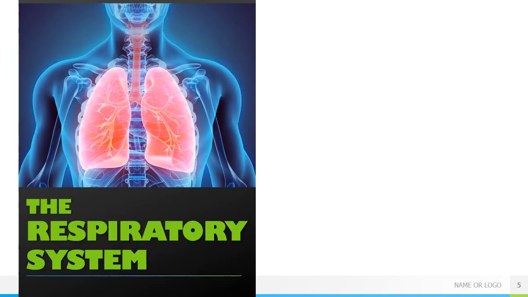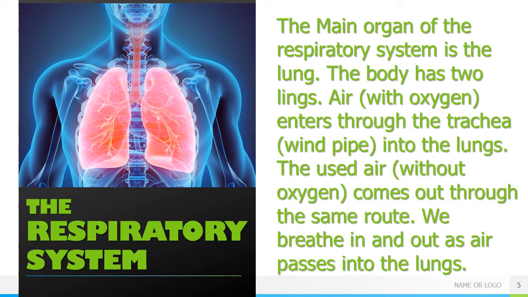The first one we are going to look at is the respiratory system. The main organ of the respiratory system is the lungs. You can see on the screen the main organ of the respiratory system is the lungs, and you see those 2 shapes. The body has 2 lungs, painted in a different color, something like light pink.